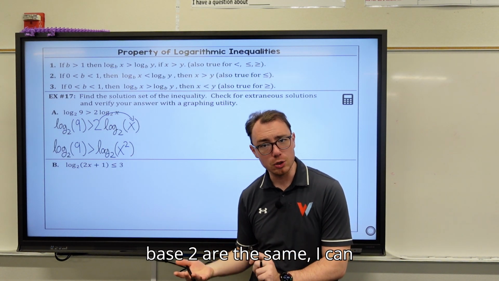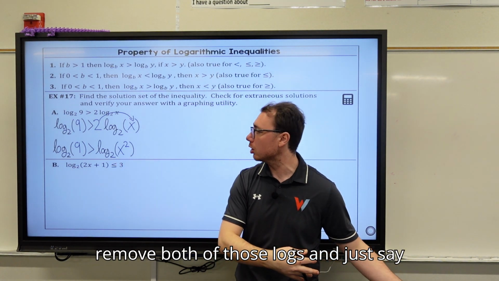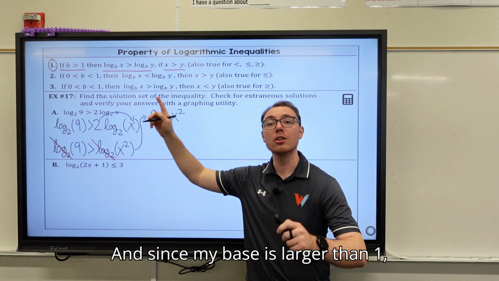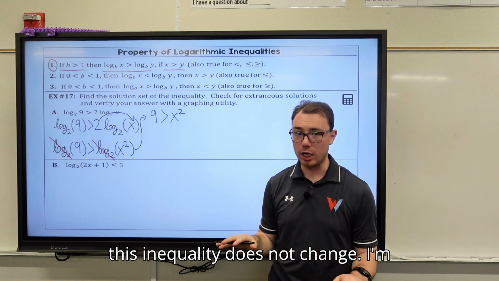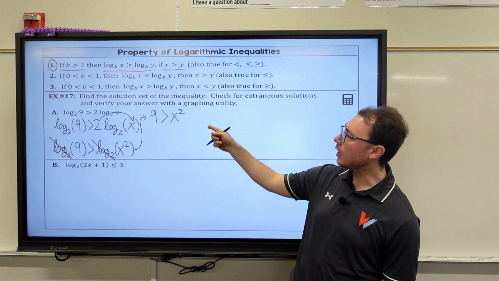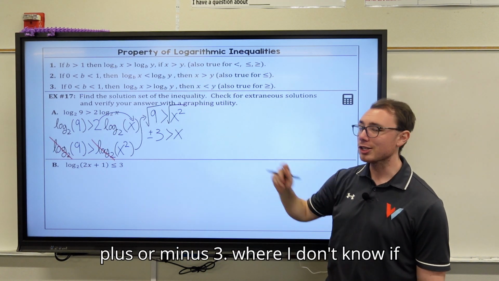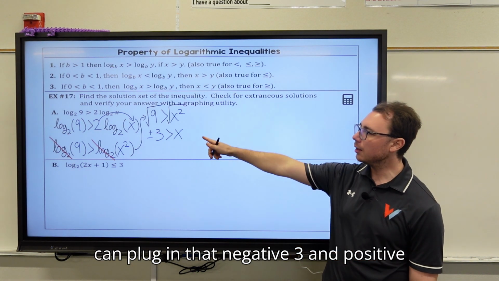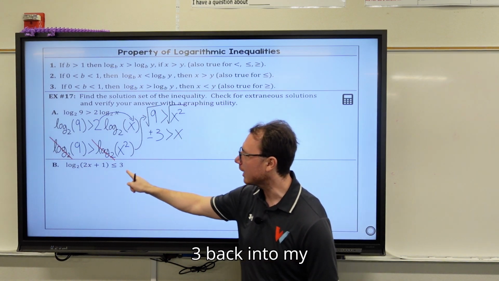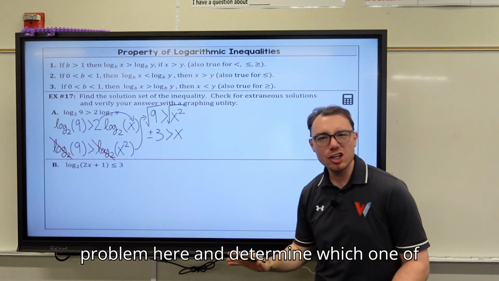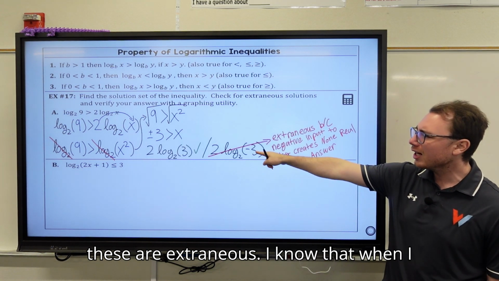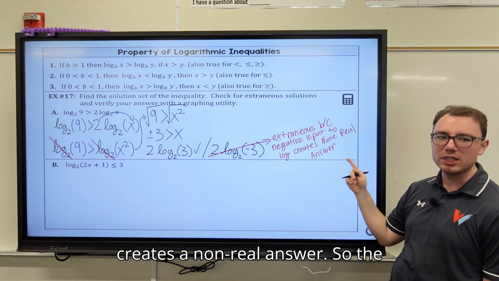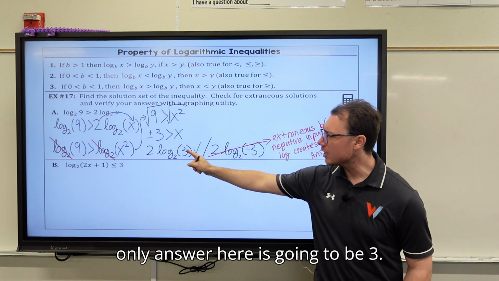Since my log base 2 are the same, I can remove both of those logs and just say 9 is greater than x squared. And since my base is larger than 1, this inequality does not change. I'm now able to solve this out where the square root of both sides gives me plus or minus 3, where I don't know if it's negative 3 or positive 3. But I can plug in that negative 3 and positive 3 back into my problem and determine which one of these is extraneous. I know that when I plug in that negative 3, I'm going to get some negative input into the log, which creates a non-real answer. So the only answer here is going to be 3.